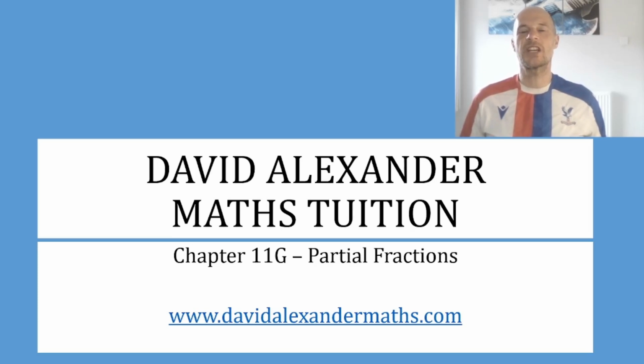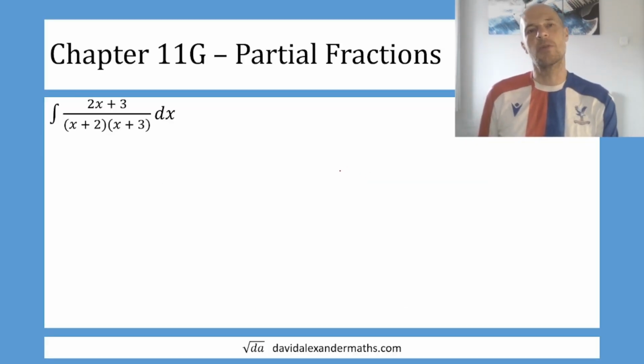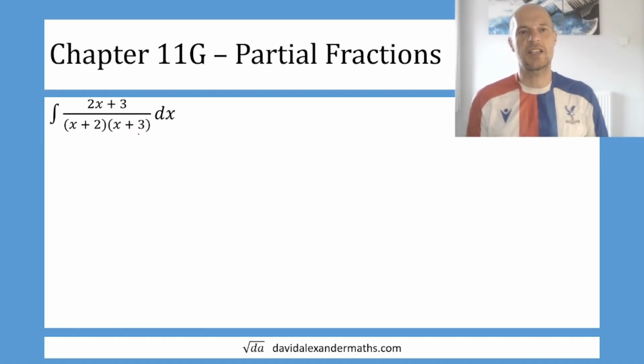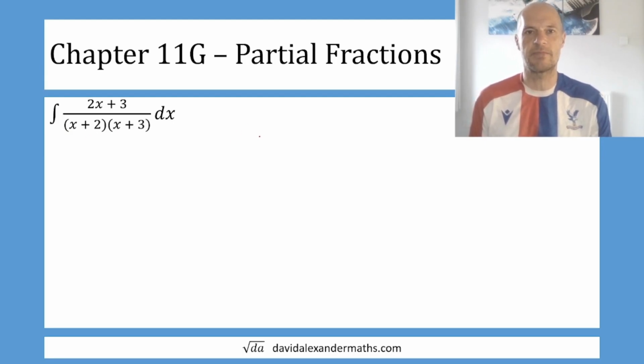This is chapter 11G where we're looking at integration using partial fractions. Okay, so let's look at our first example, which is (2x + 3) over (x + 2)(x + 3). So we've got a denominator of (x + 2)(x + 3). That reminds us of that partial fractions chapter earlier in the course. So we need to integrate this. First of all, let's turn it into partial fractions.